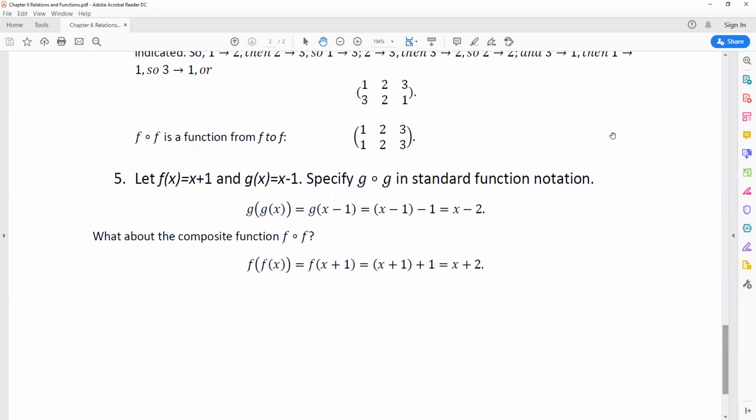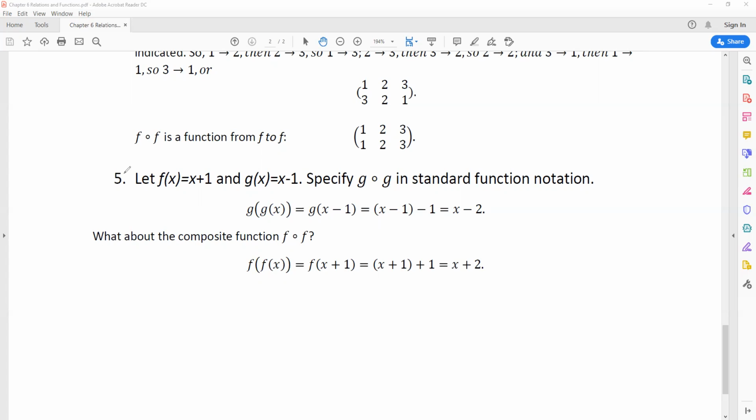And problem number 5. In problem number 5, we have 2 functions. f of x is equal to x plus 1. This is just a line of slope 1, intercept 1. And then we have g of x, x minus 1. Same slope, slope of 1, different intercept. The intercept value here would be negative 1. And we are going to take a look at g of g in standard function notation. In the prior problem, we used table notation. Now we're just going to use standard function notation.